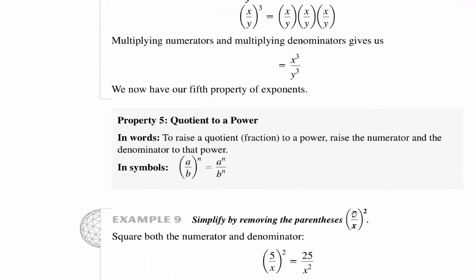And of course, they gave us a rule down here. If I have a over b raised to the n, I simply can think of it as I'm raising each item, the numerator and the denominator, to that power, right? So my numerator is a, so I have a to the n over b to the n. So let's try a few examples.